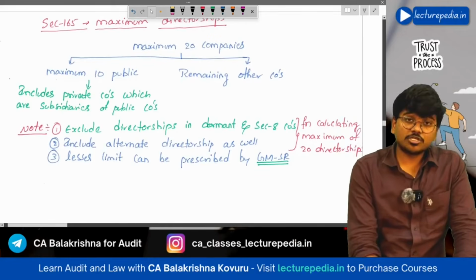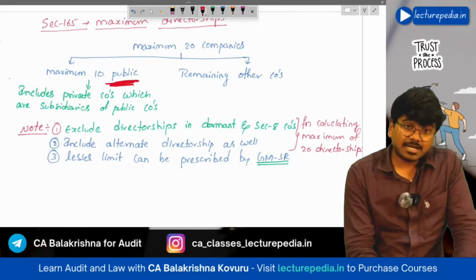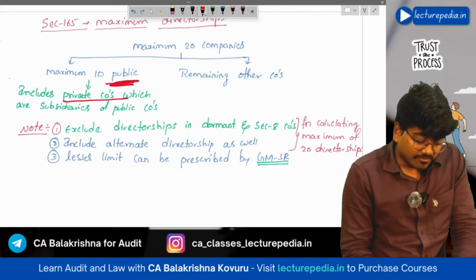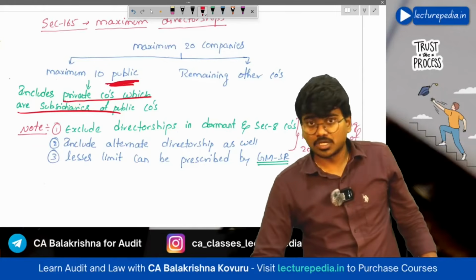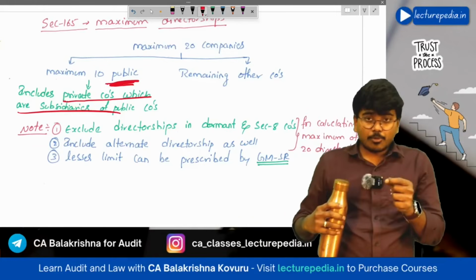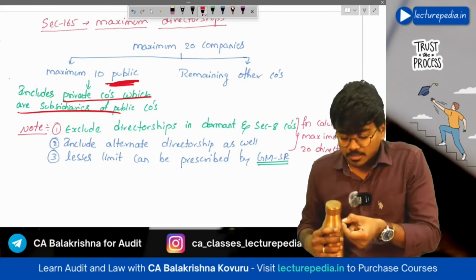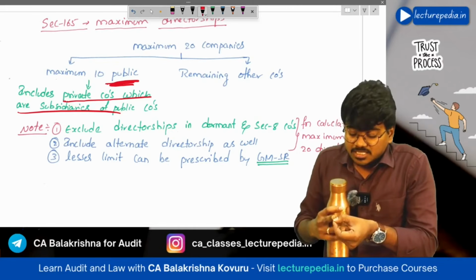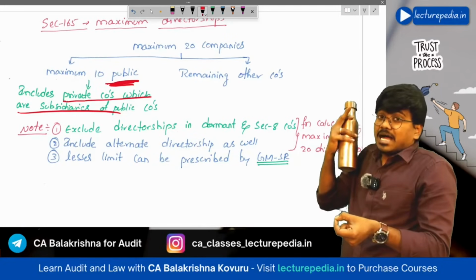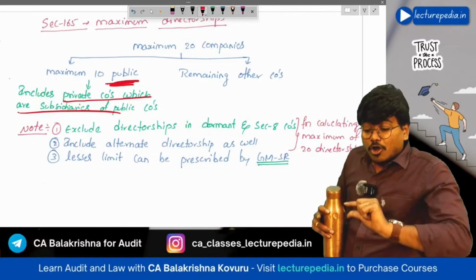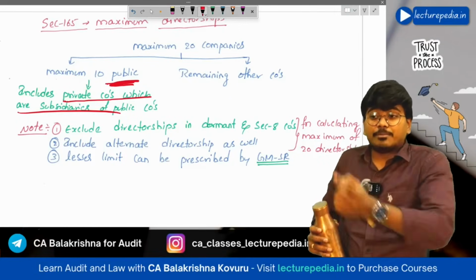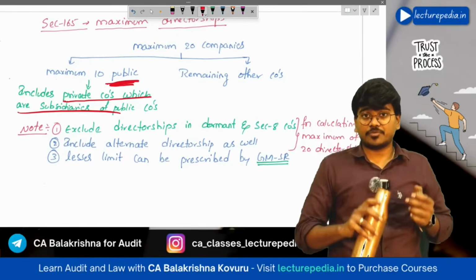And another point that you need to remember is public company includes private companies which are subsidiaries of the public companies. Okay, if you are appointed as a director of a private company and that private company is subsidiary of some other public company, in such a situation that private company will also be treated as a public company for the purpose of section 165.